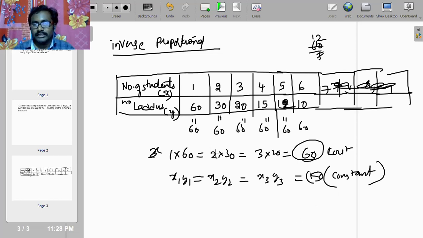See, 1 into 60. 2 students, each one will get 30, so 2 into 30, 60 laddus. 3 students, each one will get 20, so 3 into 20, 60 laddus. So here 60 is a constant value.